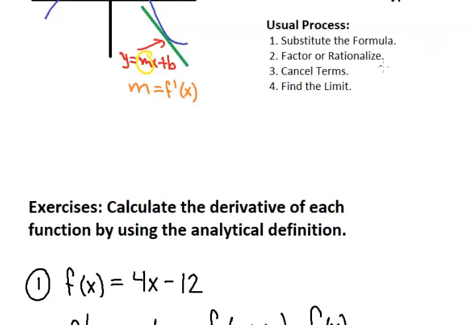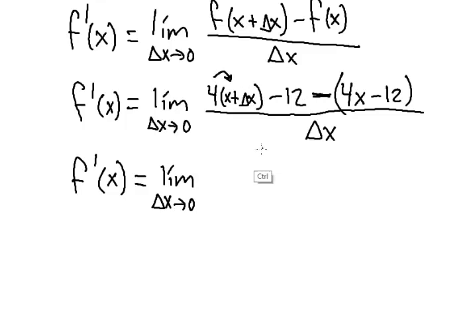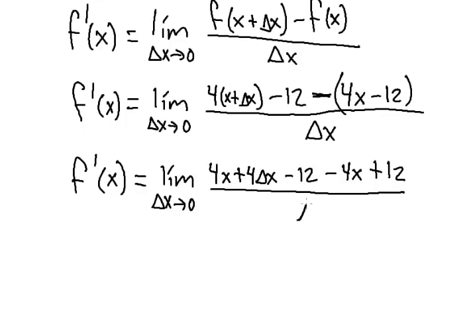Now we're going to try to factor or rationalize. In order to do that, let's first do the operations and simplify like terms. Limit as delta x approaches 0 of, in this case, I have a multiplication, so I'm going to multiply 4 times x and 4 times delta x. So that will give me 4x plus 4 delta x. The minus 12, I just copy it. This minus is going to have an effect on 4x and minus 12. So I'm going to multiply. Minus times 4x will be minus 4x, and minus times minus will be plus 12. All of that divided by delta x.